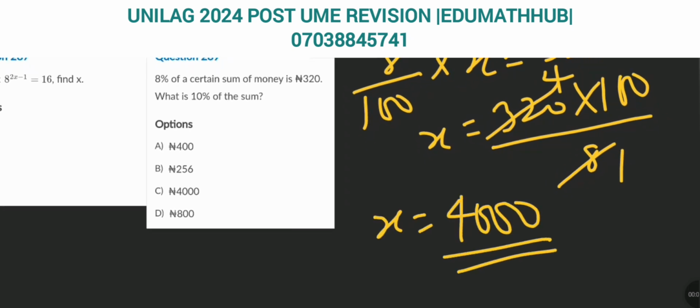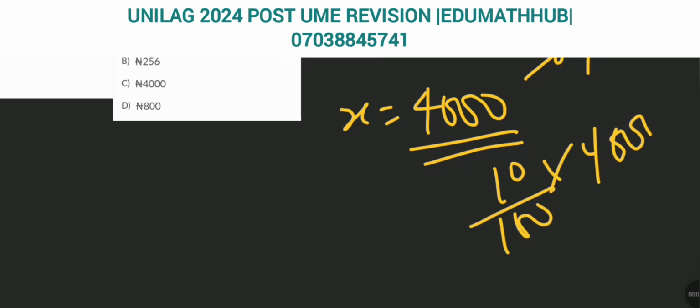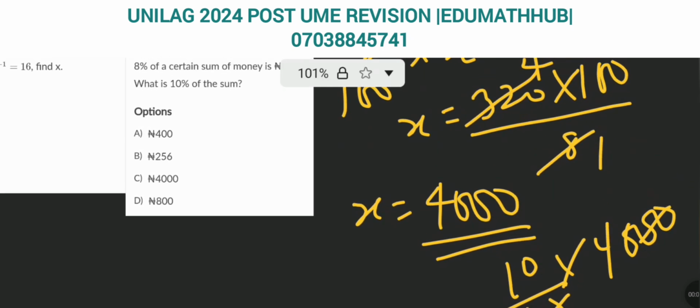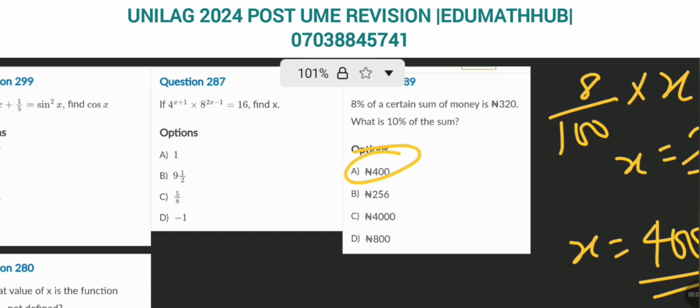But this is not the final value that you need. You are told to find 10% of this value. So 10% of this value will be 10 over 100 times 4,000. Then you solve this. If you solve this, you're going to get 400. Then move to your option, look for 400 as the answer.